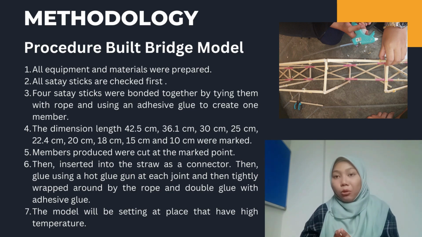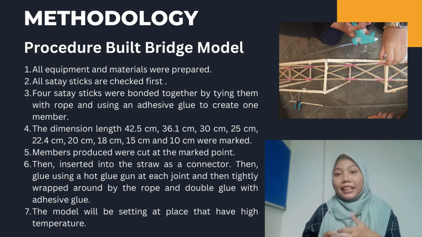All of the members that want to connect to each other must be inserted into a straw and glued by hot glue gun. Then the joint needs to be built by connecting the ends of the members and gluing with the hot glue gun again. After the joint is dry, tightly wrap it with rope and continue by putting a little bit of adhesive glue. After all members are completely connected to each other, the model will be set at a place that has a higher temperature.